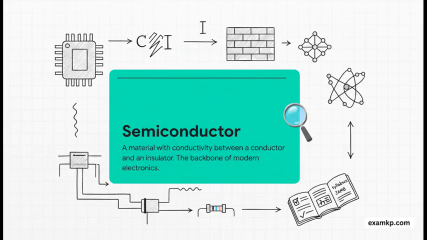The official definition, and you need to remember this, is a material with electrical conductivity that's somewhere between a conductor and an insulator. It's this unique property that makes them the absolute backbone of all modern electronics. This topic is right there in the electronics section of your syllabus for WAEC and NECO, and under Introductory Electronics for JAMB. So, you see, mastering it is a must.